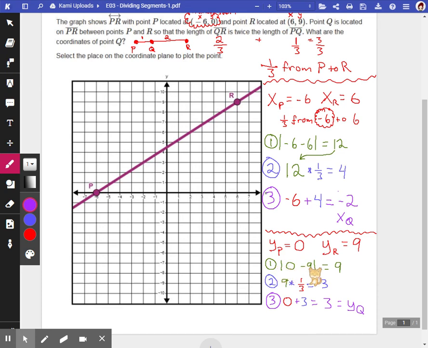So I subtracted my y coordinates and I found that they were 9 units apart. So 1/3 of 9 is 3. So I went 3 units from 0 towards 9. So I added, and so I got 3. So my y coordinate is going to be 3. So point Q is going to be -2, 3.